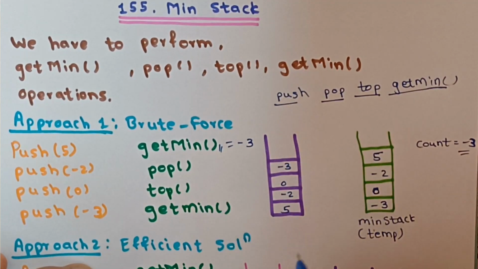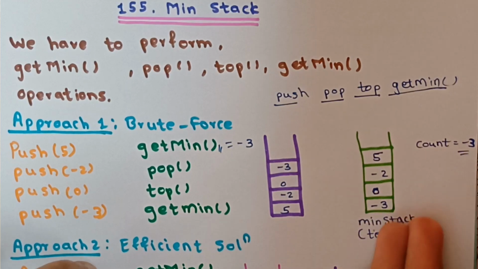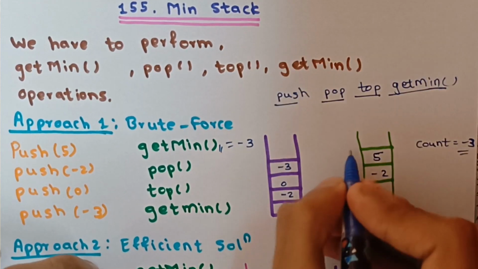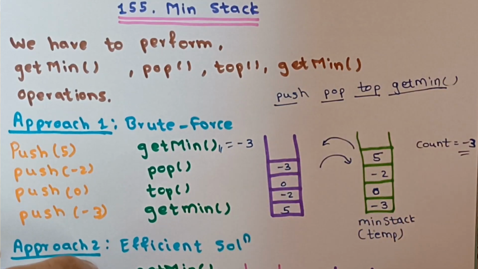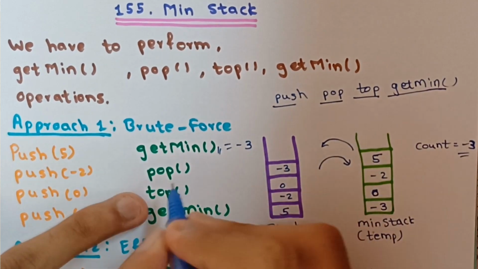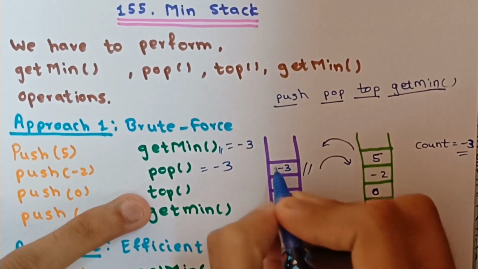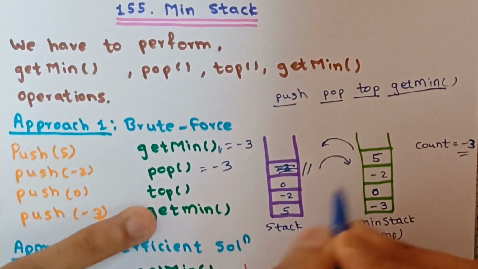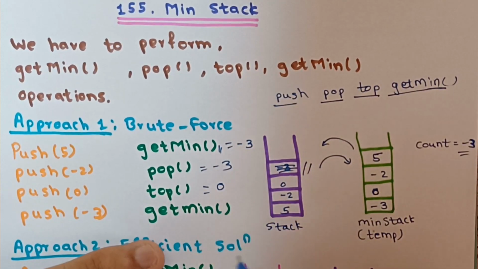Now we have to pop the element from the original stack. Again we put all of this into the temp stack, and as a first step we put this in. Now we put all these elements back in the original stack. We have popped the element -3, and now our stack looks like this. Now we have to find the top element. At the top there is 0. Now again we have to find getMin.